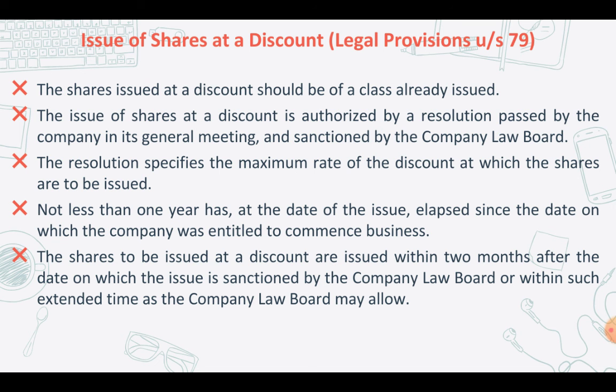And then the next point is that not less than 1 year has, at the date of the issue, elapsed since the date on which the company was entitled to commence business, which means that the company should have existed for at least 1 year before it's allowed to issue shares at a discount. And then the shares to be issued at a discount are issued within 2 months after the date on which the issue is sanctioned by the company law board, or within such extended time as the company law board may allow. So the moment you get permission, within 2 months you must issue, or within that period of extension, only then can you issue the shares at a discount.